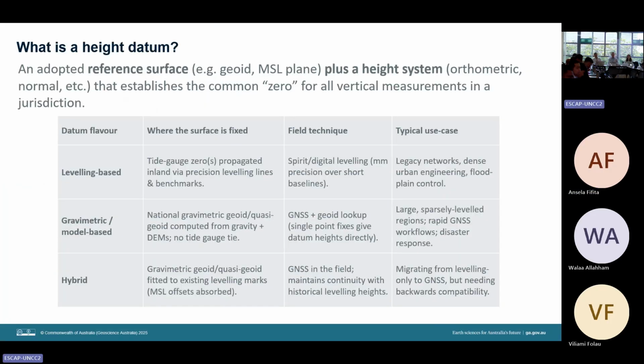So maybe a good place to start is, what is a height datum? It's difficult to define, and it's something Nick and I went back and forth on a lot over the years. But I think where we've landed is that it's a legally adopted, physically defined reference surface, such as a geoid, mean sea level plane, or other vertical control surface, coupled together with a specified height system. So orthometric, normal, and other nuances that I'll probably not go into much further.